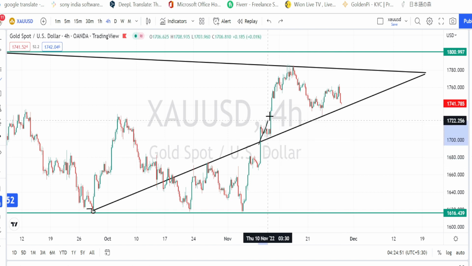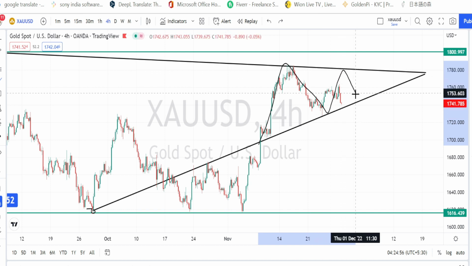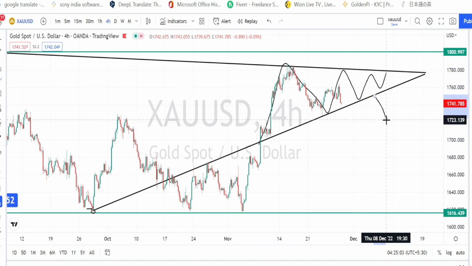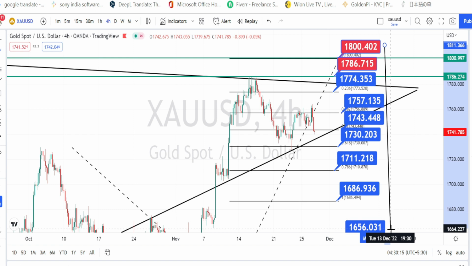And based on this resistance line and the support line, we can clearly notice that the current price action is trading within a symmetric triangle pattern. Soon we can expect a directional breakout on the bearish side or on the bullish side in 4 hours time frame. So based on the current price action, I have marked the resistance and support levels for 4 hours time frame.